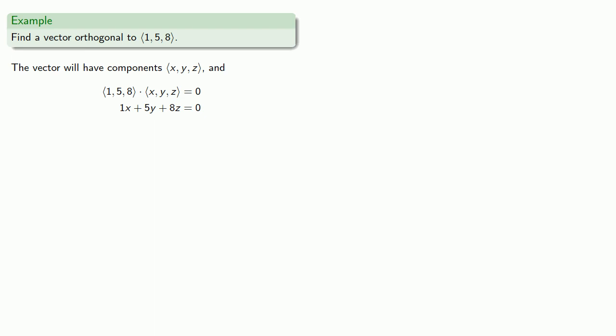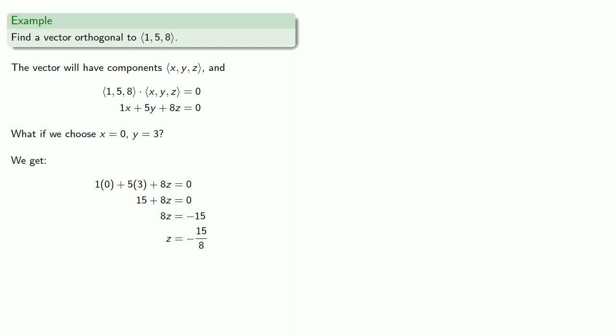Can we find a non-trivial solution? Sure, let's choose a different set of values for x and y. So we don't want them all to be 0, so what if we choose x equals 0, y equals 3? In that case, we get, and so we have our vector components, 0, 3, negative 15 eighths, and so this vector will be orthogonal.